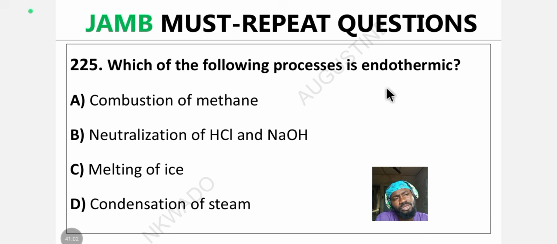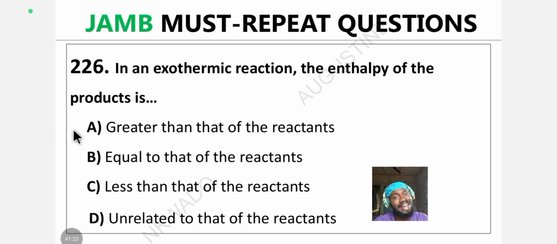Which of the following processes is endothermic? A. Combustion of methane. B. Neutralization of hydrochloric acid and sodium hydroxide. C. Melting of ice. D. Condensation of steam. What's the answer? Drop the answer in the comment section, my scholar. You study book now. Question 226.